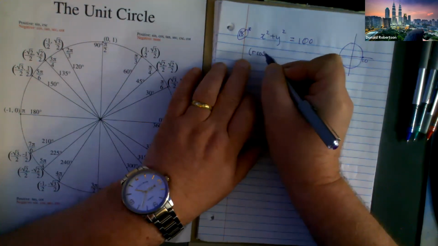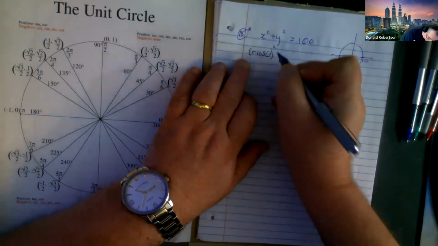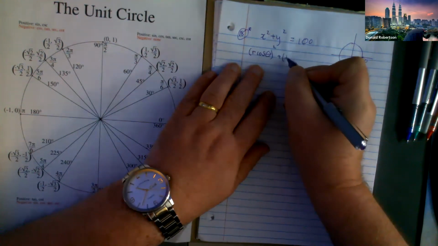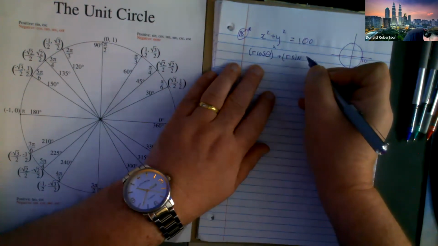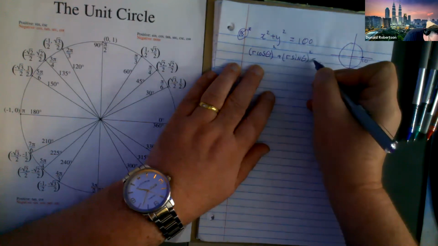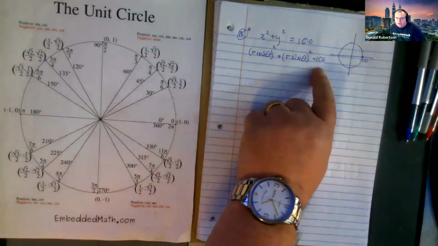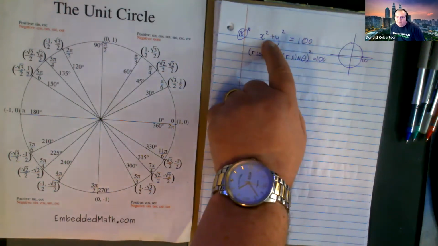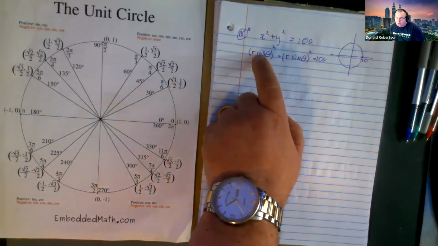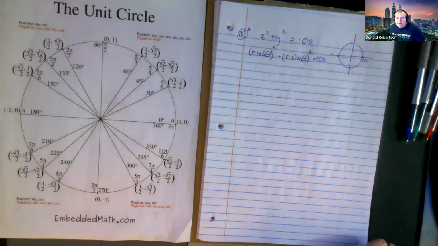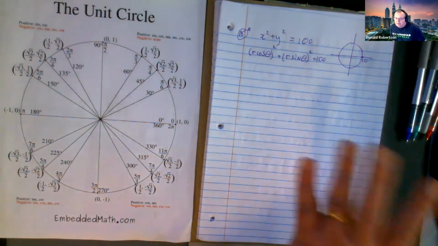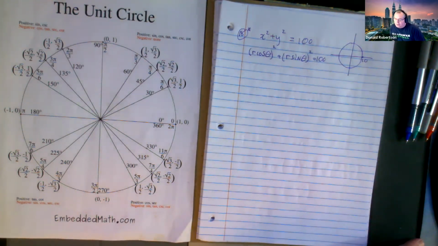X gets replaced by r cos theta, and you square it. Y gets replaced by r sine theta, and then you square it, and the whole thing's equal to 100. So that's what the equation looks like when you change it from x's and y's into polar r and theta. But we don't leave it like that. You know, we do style points, right? We want to make it as simple as possible.